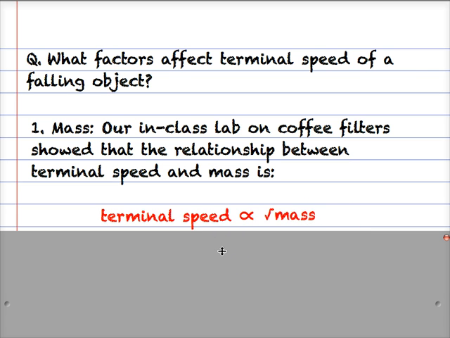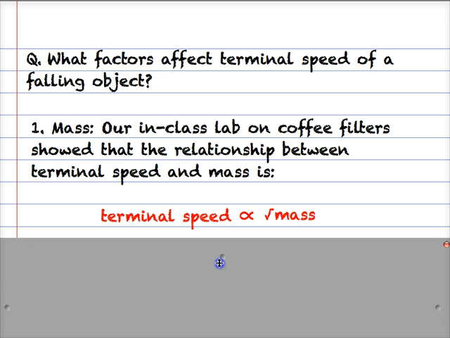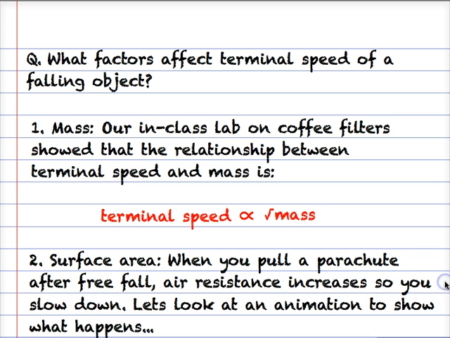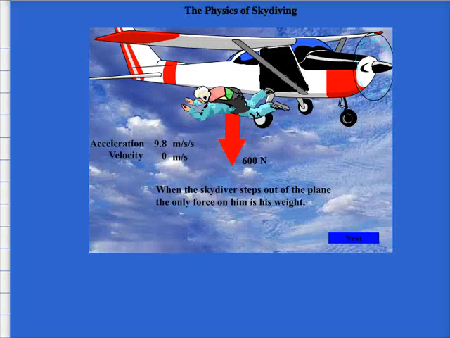But what other factors affect the terminal speed? The surface area. Going back to the skydiving analogy, when you pull a parachute after free fall, the sudden increase in surface area by pulling the parachute increases the air resistance, so you slow down. So let's just take a look at an animation to show what happens. So here we have a skydiver just jumped out of an airplane. They're not actually moving. You can see the velocity is zero. The acceleration is 9.8 meters per second squared. That's the acceleration of gravity. And the weight of the person is 600 newtons.